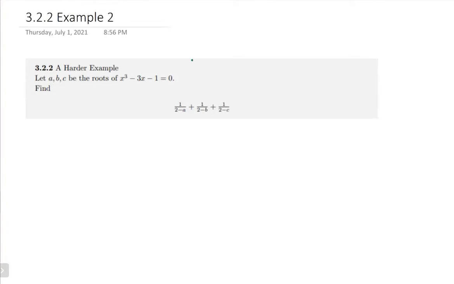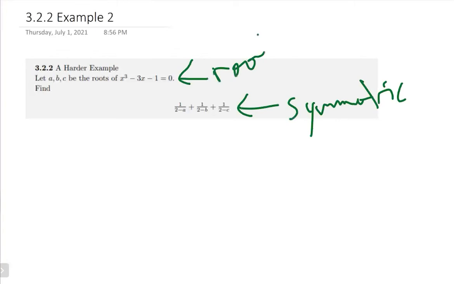So this first sentence here should be an inclination that we should use Vieta's. And the second is that this is symmetric. Symmetric is an inclination we should use Vieta's, and roots is another one, using the roots to evaluate an expression that involves the roots of the polynomial, right?